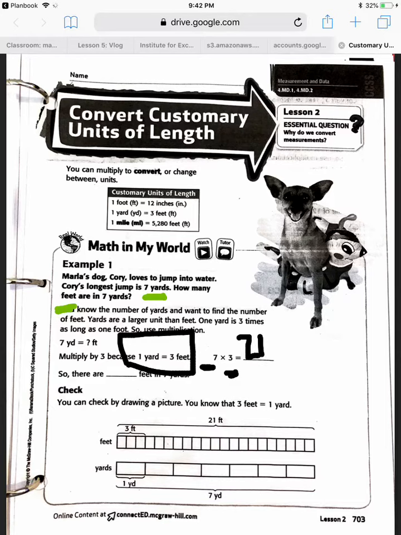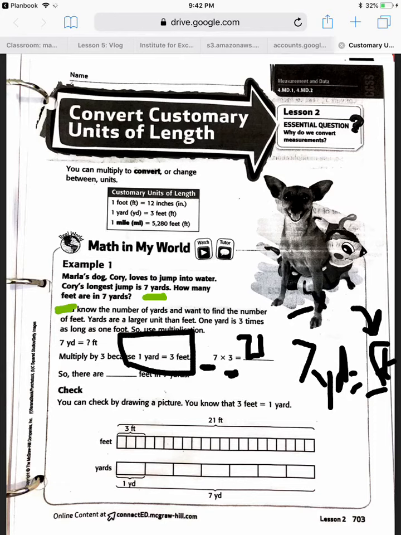Or if you remember, we did it this way. We did 7 yards equals blank feet, and we drew that line, and we put the times 3 on there. So that's just another way you can do it.